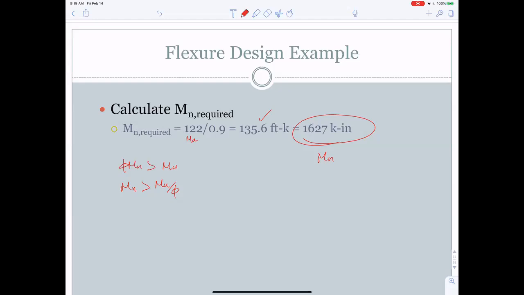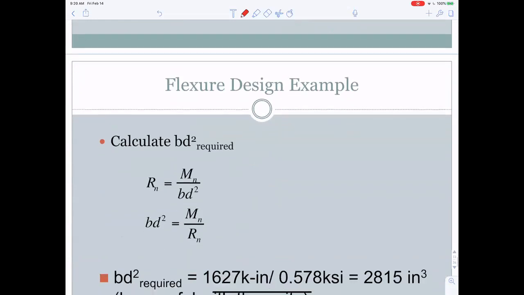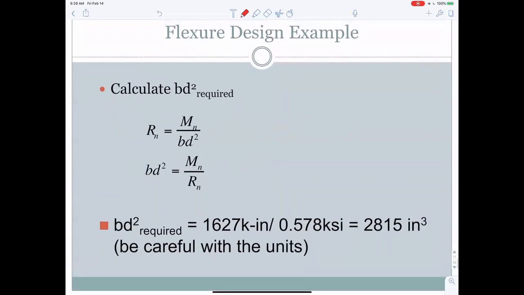And what we're going to try and do is get a beam size so that the percentage of steel comes out to 1.06%. So RN, we just looked it up, right? It was 578 PSI, so 0.578 KSI. MN was 1627. So remember, RN is MN over BD squared. So BD squared is just MN over RN. And so we need 2,815 cubic inches of BD squared.